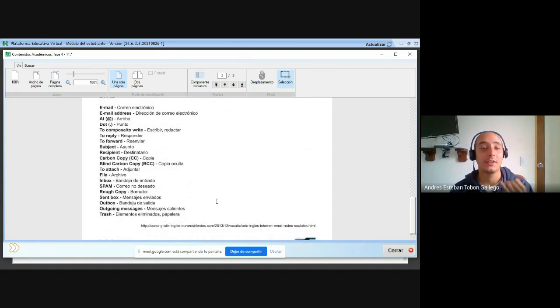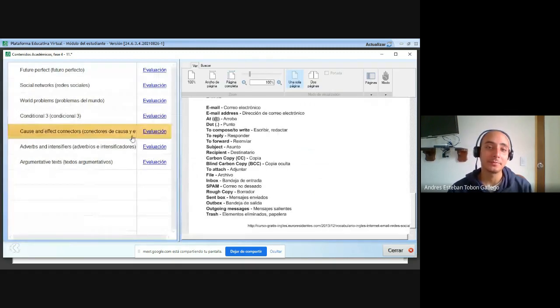When talking about emails, here we also have some interesting vocabulary. We have the email address, the at, that is the arroba in English, dot, that is the period in English, to compose or to write when you are creating an email, to reply, to forward some information, the subject of the email, the recipient, that is the person who is going to receive it, the carbon copy, the blind carbon copy, to attach something, a file, that is what we send through emails, the inbox, the spam, the sent box, the outbox, the outgoing message, and the trash. That information is really important at the moment of creating emails, okay?